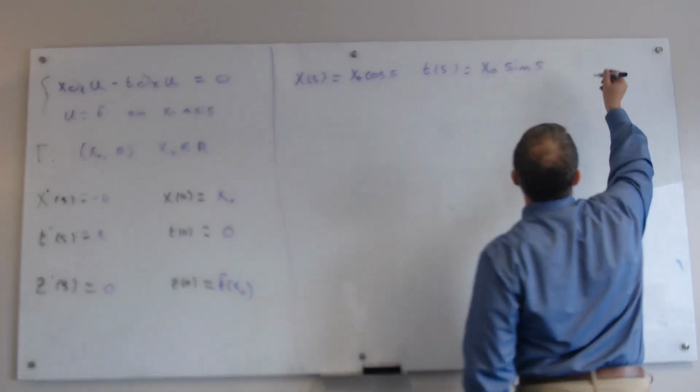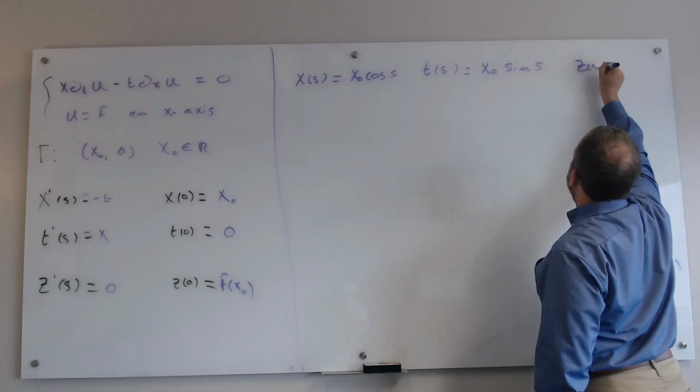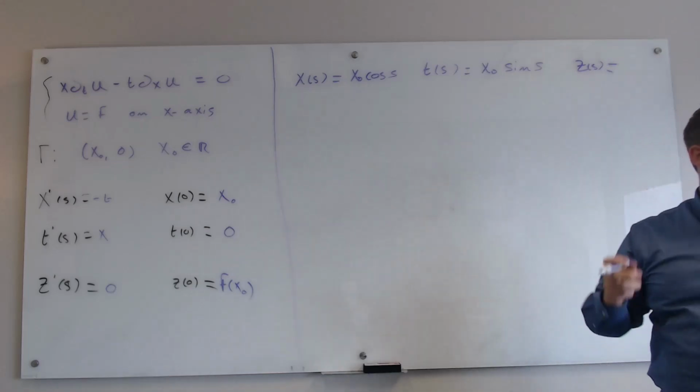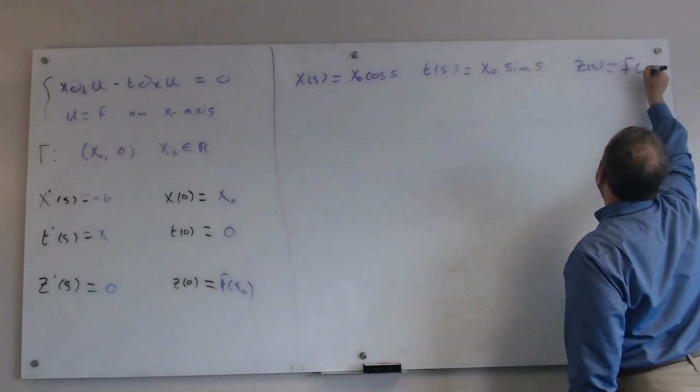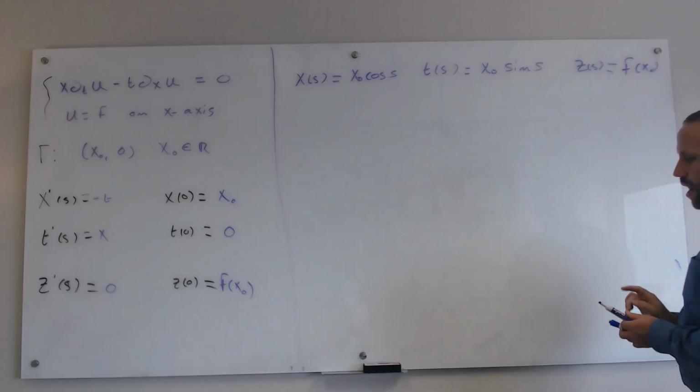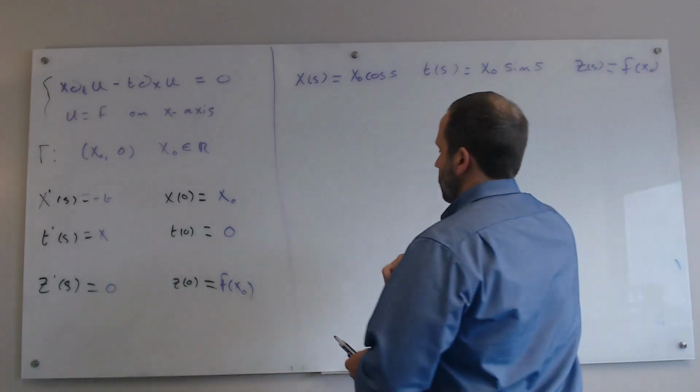Z of s is constant. Z prime is 0, so Z of s is constant. So Z of s is just going to be equal to f of x naught. Okay, so now let's sketch some characteristics.